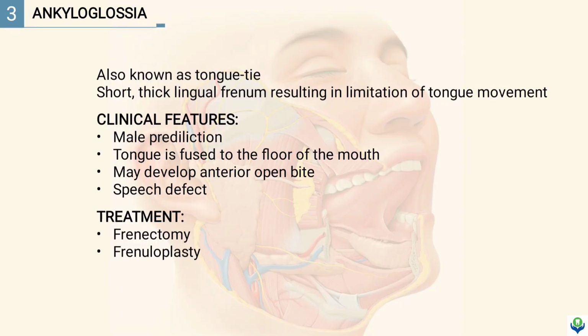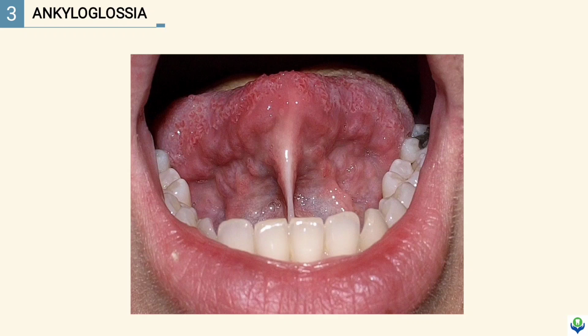Ankyloglossia. Ankyloglossia is also known as tongue tie. Here we could find a short, thick lingual frenum resulting in limitation of tongue movement. It has male predilection and the tongue is fused to the floor of the mouth and may develop an anterior open bite and may result in speech defect. The treatment for ankyloglossia are frenectomy and frenuloplasty. This is a picture depicting ankyloglossia or tongue tie.